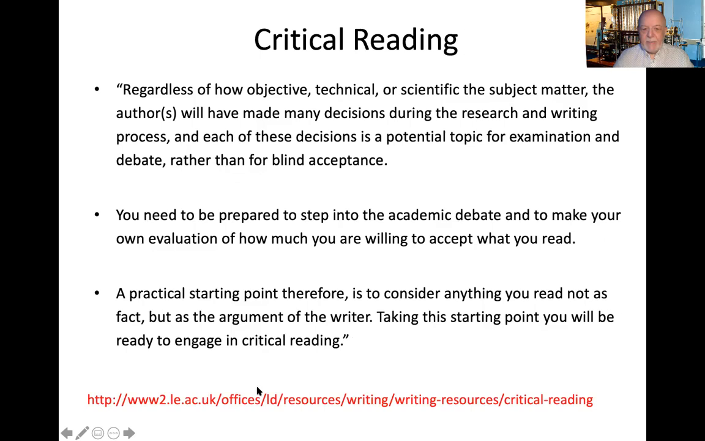Okay, so this is actually taken from this reference down here. But it's quite a nice thing to get us going. So regardless of how objective, technical, or scientific the subject matter, the authors will have made decisions during their research and writing process, and each of those decisions is a potential topic for examination and debate rather than blind acceptance for us when we read those papers.